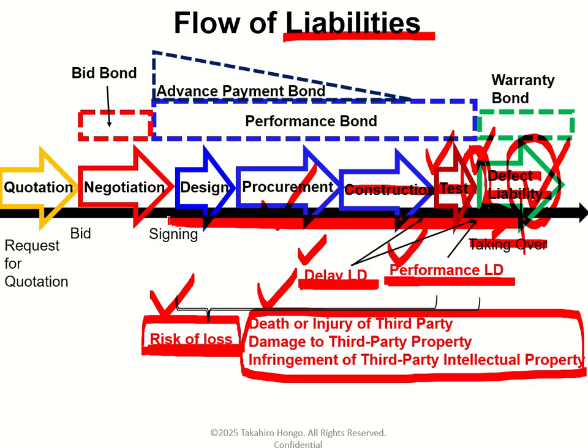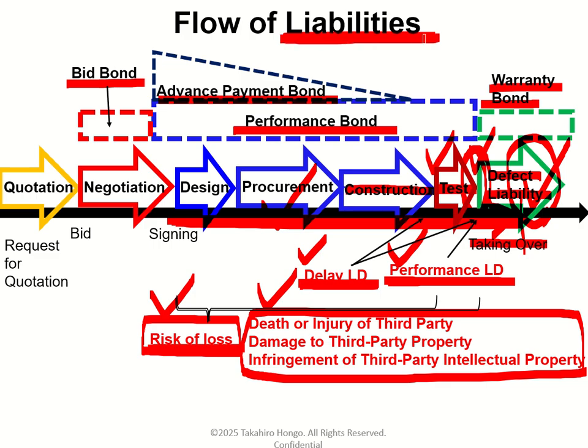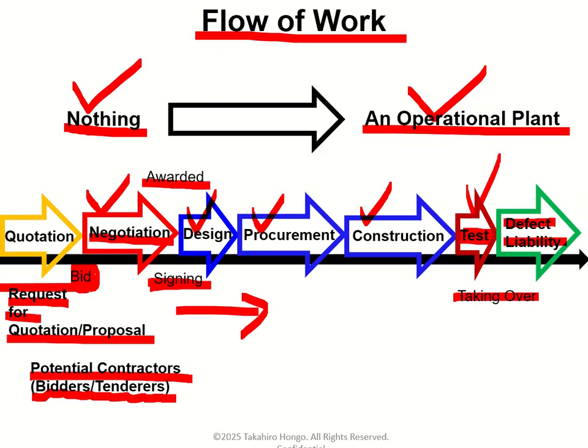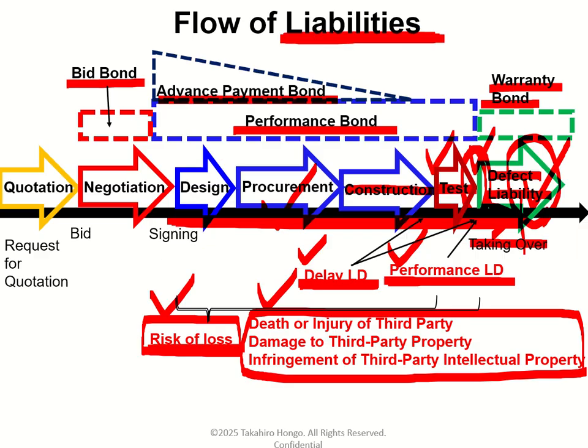And finally, the contractor is typically required to submit bonds. A bid bond, a performance bond, an advanced payment bond, and a warranty bond. A bond is actually issued by a bank. Therefore, it is often called a bank guarantee. A bank guarantee is a security instrument against the contractor's breach of contract. This is the flow of liabilities. Is it clear? The flow of work, the flow of payments, and the flow of liabilities.